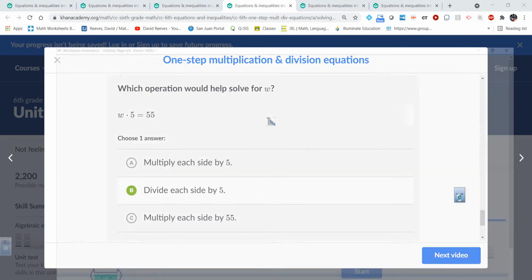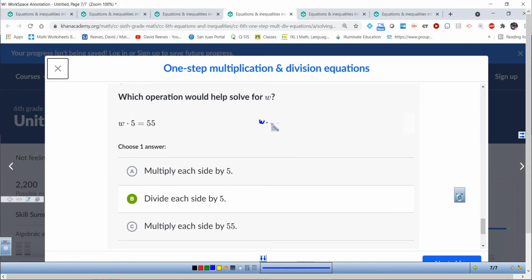So what happens when you take w times 5 equals 55 and you divide both sides by 5? What happens, ladies and gentlemen? Well, 5 divided by 5 is 1. That's going to get that w by itself because they're inverse operations. 55 divided by 5 is 11. So we believe that's our solution.